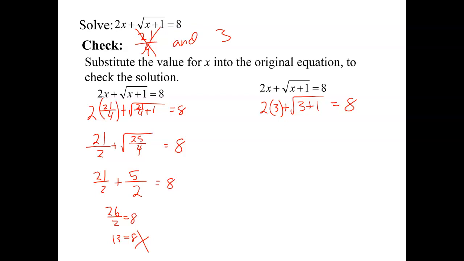So now let's check 3. This one would be much easier. What's 2 times 3? 6. What's 3 plus 1? 4. What's the square root of 4? 2. Does 6 plus 2 equal 8? Yes. So then my only solution is 3. So the solution is x equals 3.